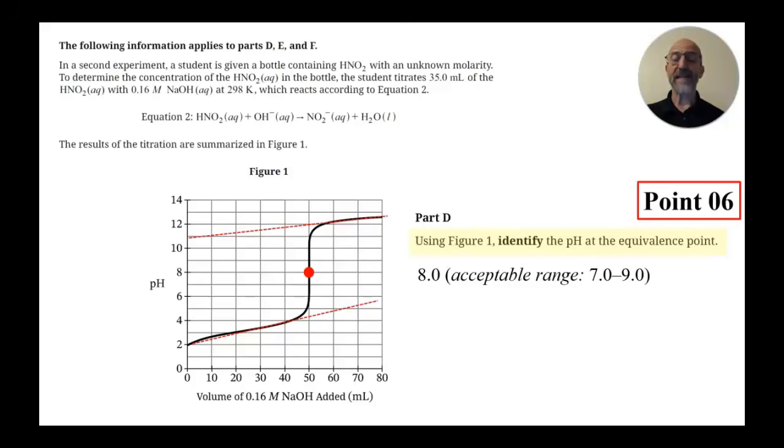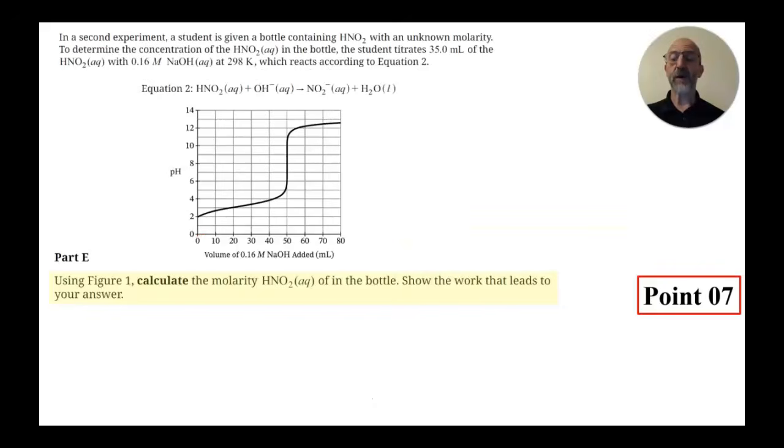Now on to point 7 of this question. Using figure 1, calculate the molarity of the nitrous acid in this solution. We have a bottle with an unknown concentration of nitrous acid, and the student titrates 35 milliliters of this solution. We know the concentration of the sodium hydroxide is 0.16 molar. We know that the volume required to reach the equivalence point is 50 milliliters. So I wrote 0.0500 liters. I just divided by 1,000. I multiplied by the molarity of the sodium hydroxide. There is a 1-to-1 mole ratio between the sodium hydroxide and the nitrous acid.